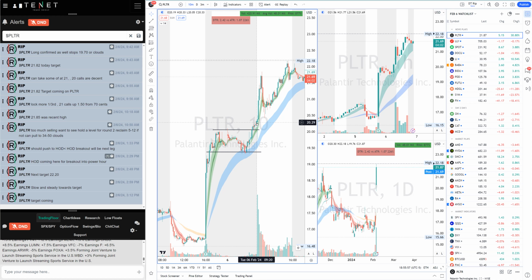When you see this hammer on the 10-minute, that's when it confirmed the long. If you were not long earlier, that's fine. You can always have a starter versus risking these clouds. As long as it's over the clouds, you can have a starter. But then you see the confirmation and then you add more. So that's what I said, long confirmed, right?